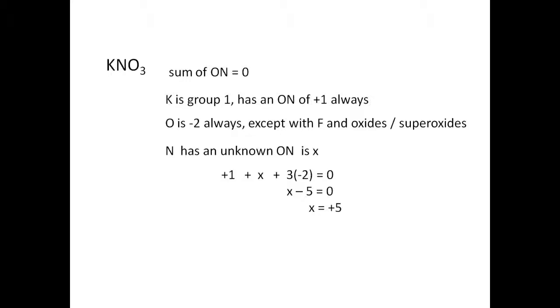So we can do a bit of quick mental math, or we can make ourselves a little equation. So +1 for potassium, x for nitrogen, we don't know what it is, and 3 times -2 for oxygen, because each oxygen would have an oxidation number of -2. So we get that, and we find that the oxidation number of nitrogen in this case is +5.